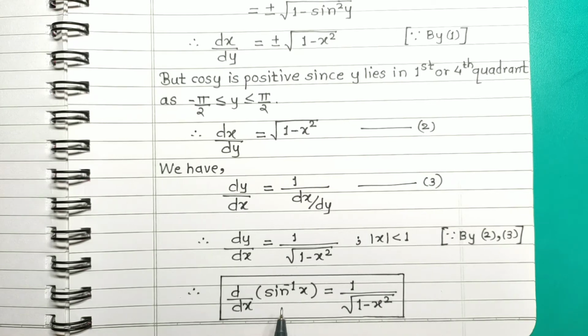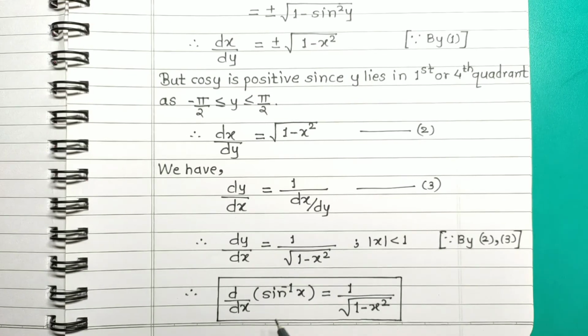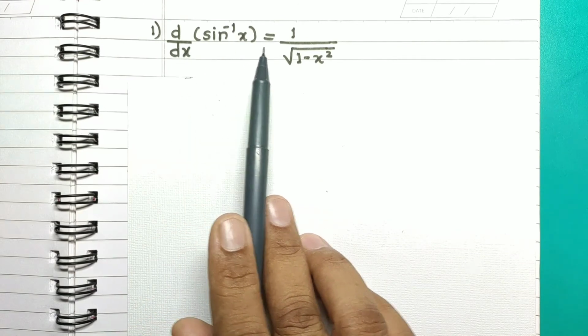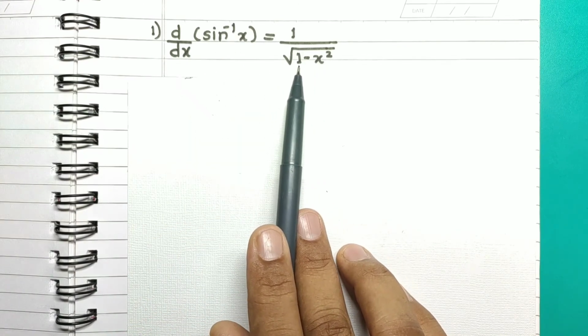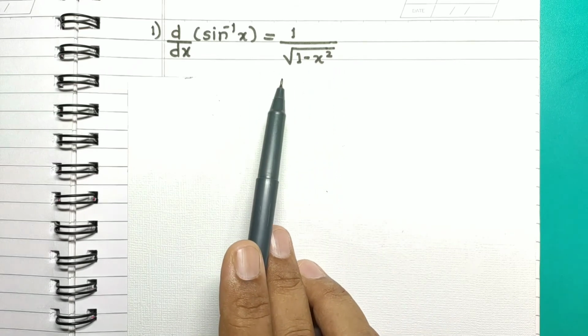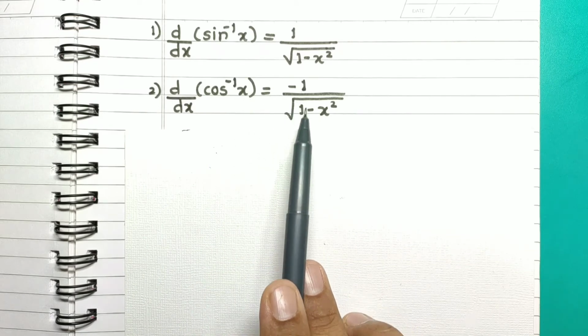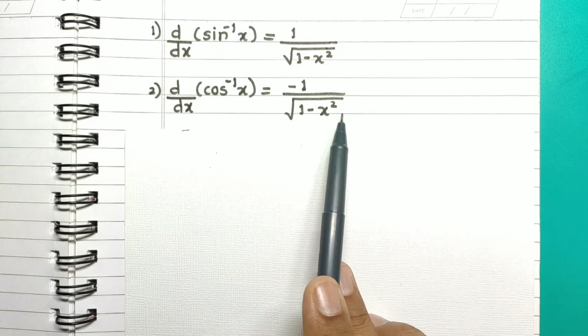So, here is the first formula for derivative of inverse trigonometric function. On similar lines, we can find derivatives of other inverse trigonometric functions. Students, you prove this result on your own again. So students, we have proved derivative of sine inverse of x is equal to 1 upon square root of 1 minus x square. On similar lines, we can find derivative of cos inverse of x as minus 1 upon root of 1 minus x square.